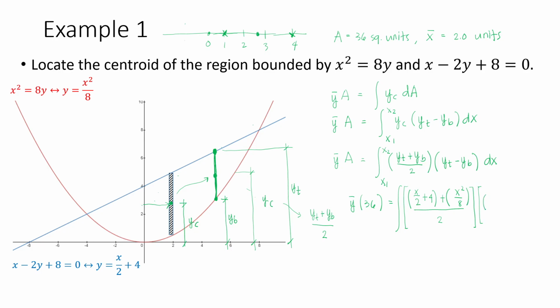Then multiplied by y top minus y bottom, so x over 2 plus 4, and then minus x squared over 8. And then this is x from negative 4 going towards 8. So again, try to solve the right hand side first and then divide by 36. And this will give you bar y in units.